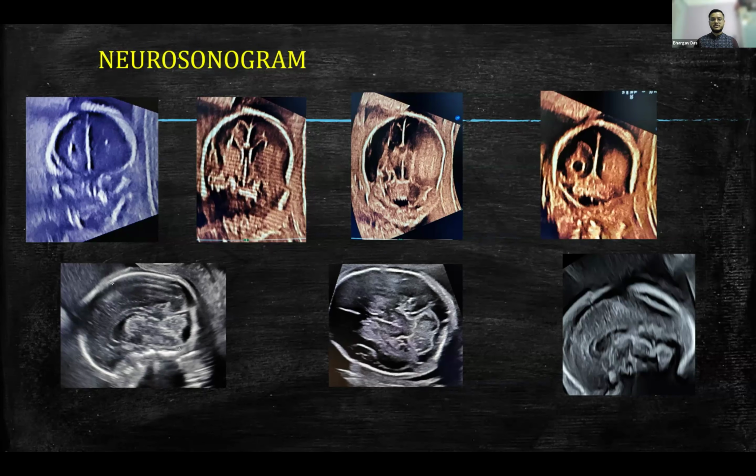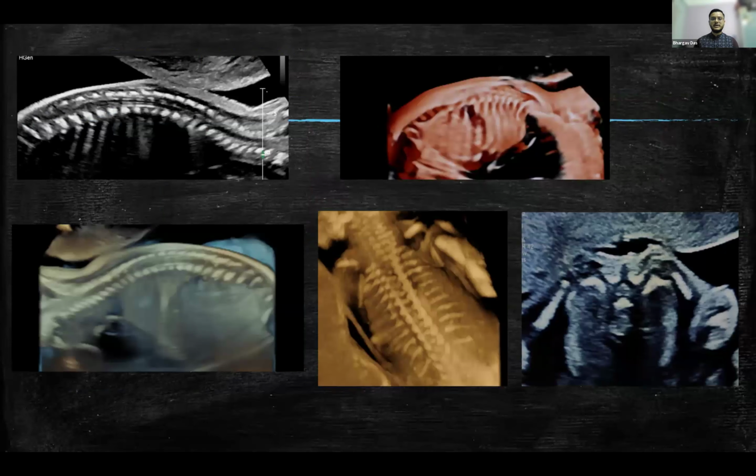The posterior fossa is also normal. The midbrain, cavum septum pellucidum is normal. And also, while examining the spine, the fetal spine appears normal. There's no evidence of any neural tube defect, no defect in the vertebrae and all.